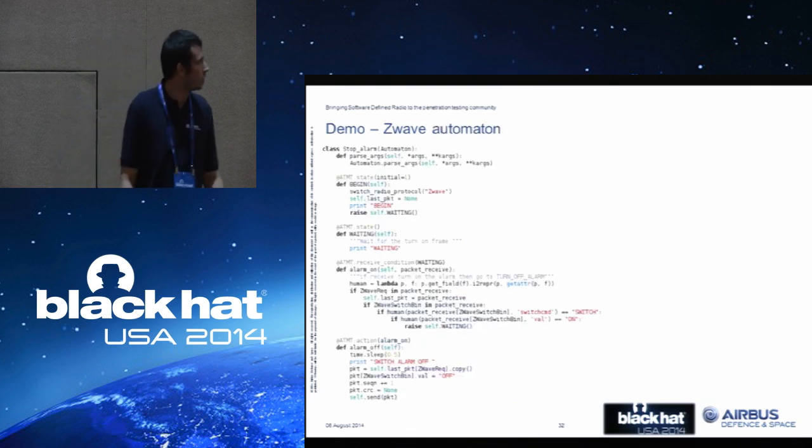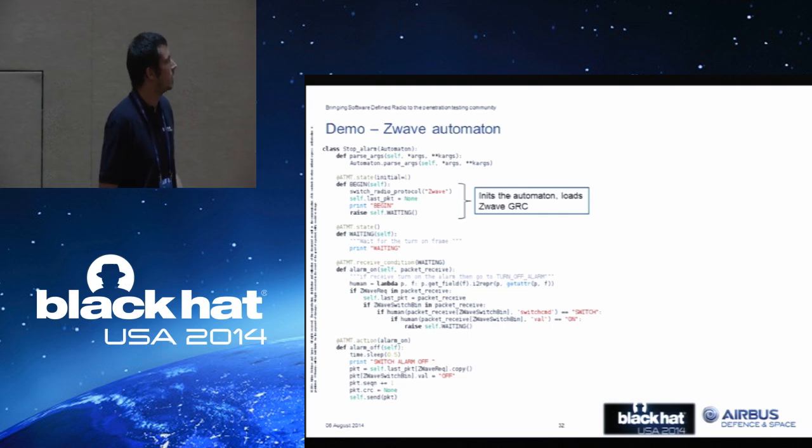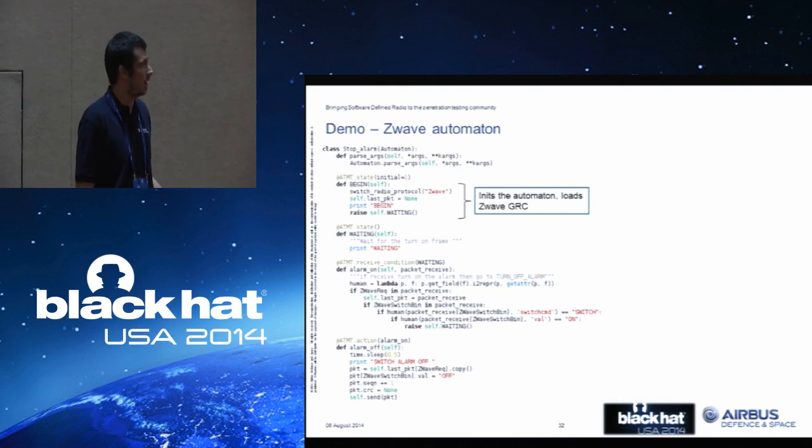The automaton is like a state machine. The first state is the initial state. We just launch the SDR on the wave, as you can see with the switch radio protocol command. It's a command we added to Scapy. You just have to change the parameter to Zigbee if you want Zigbee.